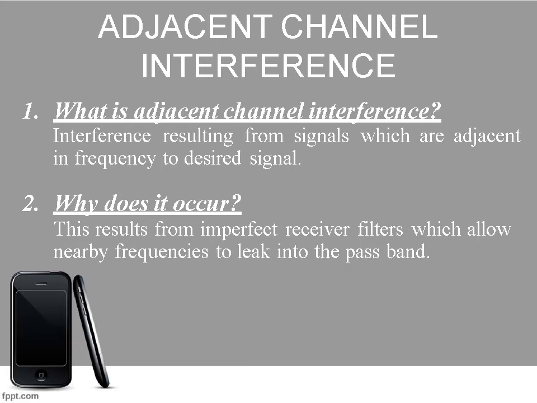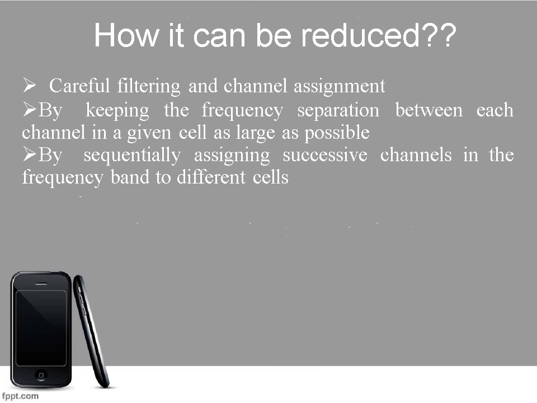So next, adjacent channel interference. What is adjacent channel interference? It is nothing but interference resulting from signals which are adjacent in frequency to the desired signal. Why does it occur? It results from imperfect receiver filters which allow nearby frequencies to leak into the passband.